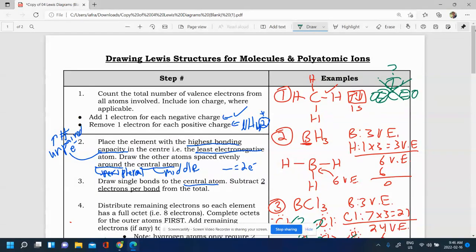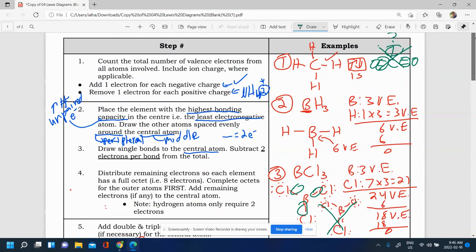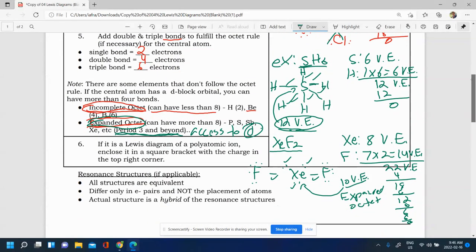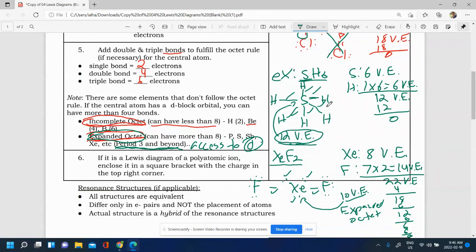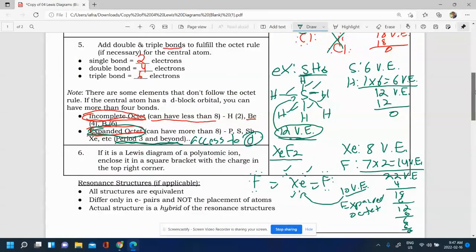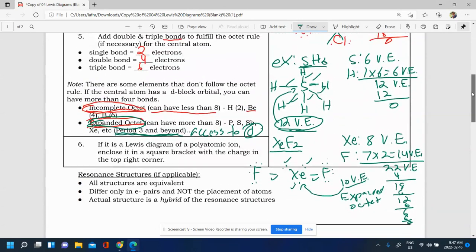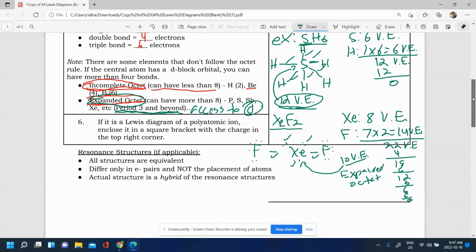So the ones in period 2 and below, they just don't have access. That d orbital is too high up in energy for it to be accessible for bonding. So you cannot do that if it's below period 3. But period 3, central atoms can often experience the expanded octet. And don't forget about the incomplete octets when you're drawing. Do not try to give them multiple bonds to think you're making them happy. They're happy the way they are. So in the next video, we're going to do some examples where we'll draw some Lewis structures for polyatomic ions, and we'll also see the concept of resonance structures.